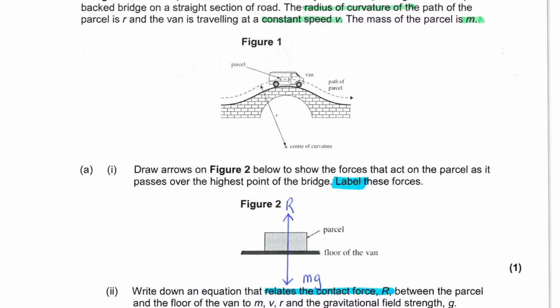So we have the weight of the parcel acting down through the centre of mass of the parcel, and then in the opposite direction we have the normal reaction at the surface where the parcel is sitting on the floor. So both arrows neatly drawn and labelled.